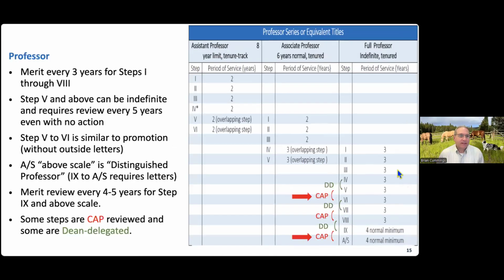Thank you. And then just to illustrate, at the full professor level, you're going for your merits every 3 years, and every other one is dean delegated. That's what DD stands for on this chart. So dean delegated, then a CAP review, dean delegated, then a CAP review, unless one of these is an acceleration. And if it's an acceleration, then it is going to be reviewed by CAP.